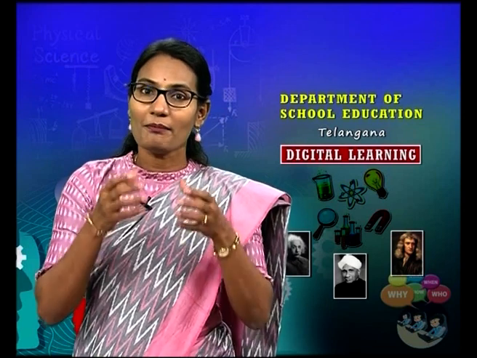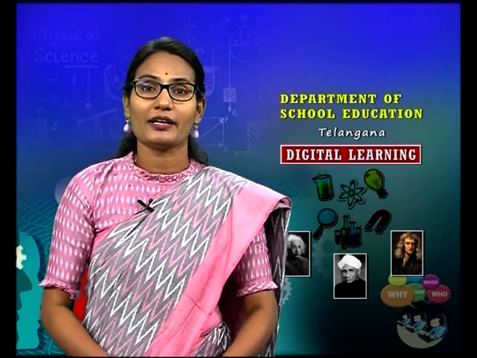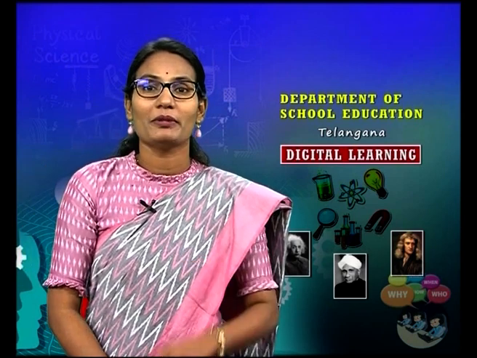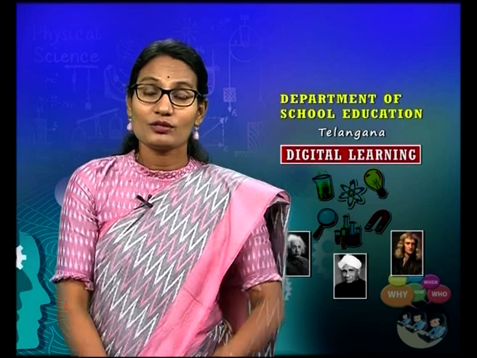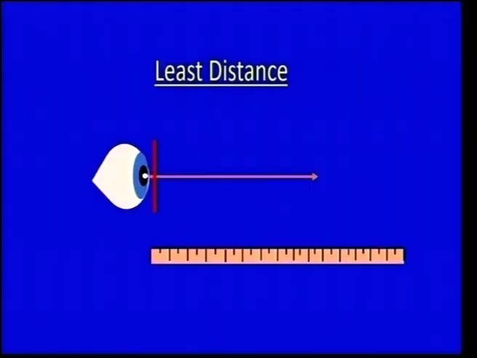It means there should be a minimum distance between the object and your eye. So what is that minimum distance? That minimum distance is known as the least distance. To calculate the least distance of the human eye, observe this picture.